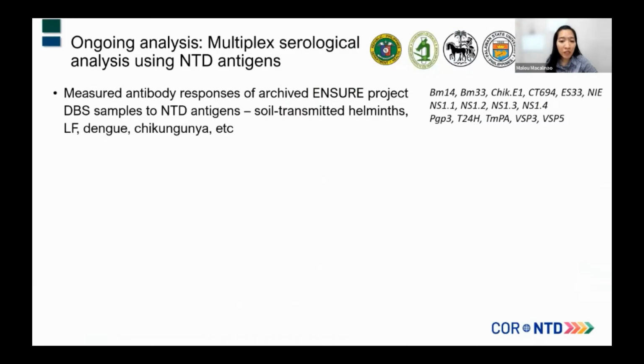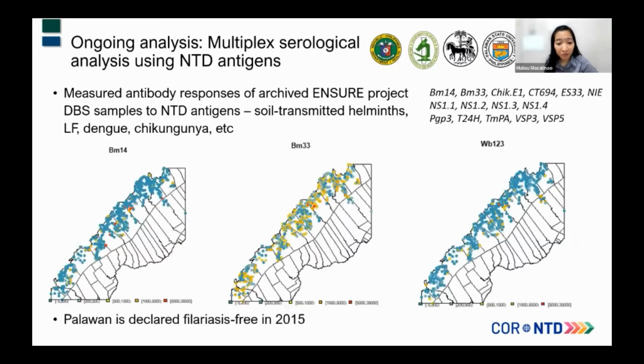So next, to make the most out of multiplex serology, we are also analyzing the ENSURE samples antibody responses to NTD antigens. So this includes STH, LF, dengue, etc. And shown here are maps of the antibody levels of these LF antigens. And as you can see, they had varied levels. And Palawan has been declared LF-free in 2015, so these likely reflect historical exposure. And we can probably compare this with historical data.